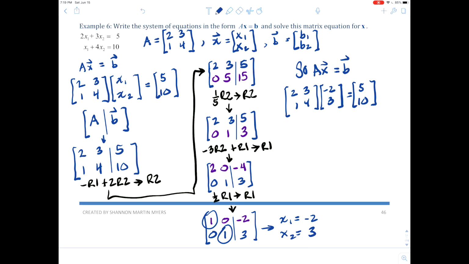So our X matrix is equal to, and by the way, you didn't have to write this step. I just wanted to show you what we found. All right? Our X matrix, which is at the end of the day what we wanted to find, is equal to the column matrix negative 2, 3. Groovy? All right.